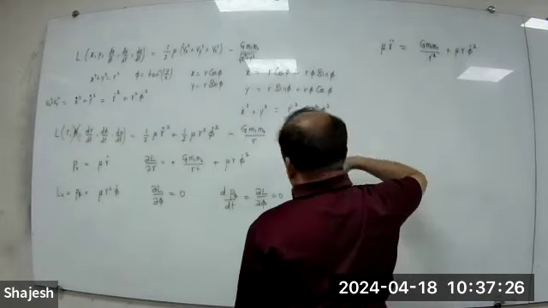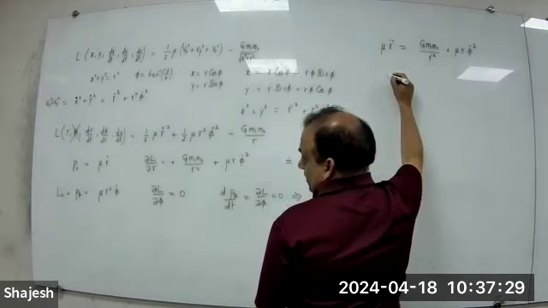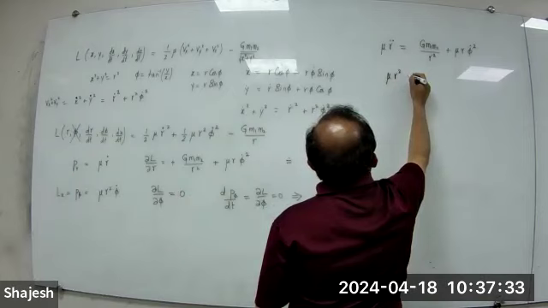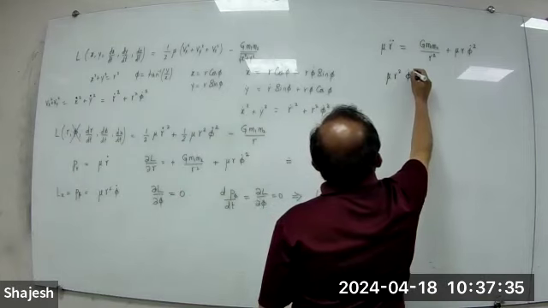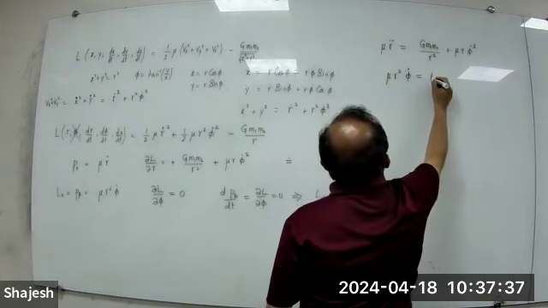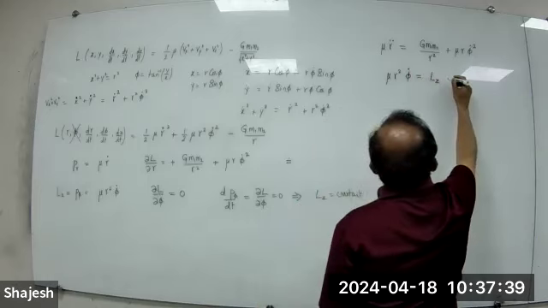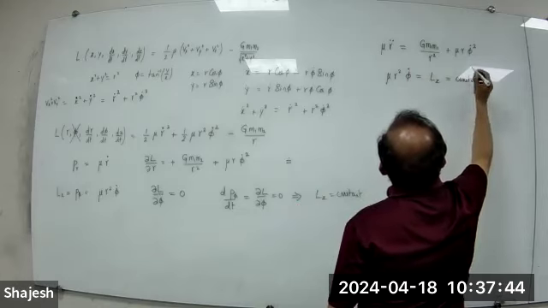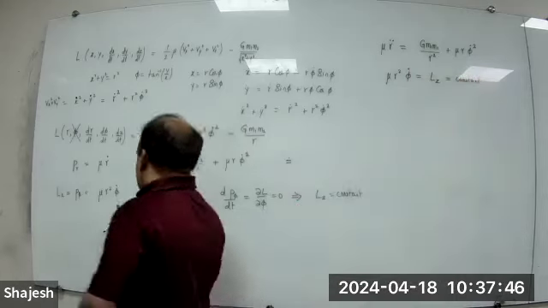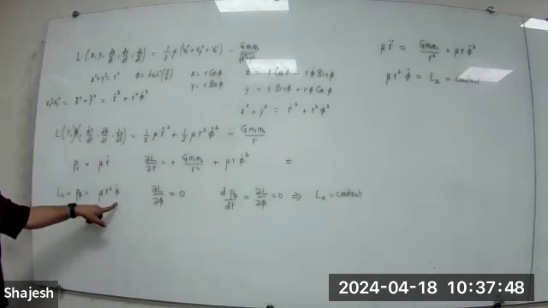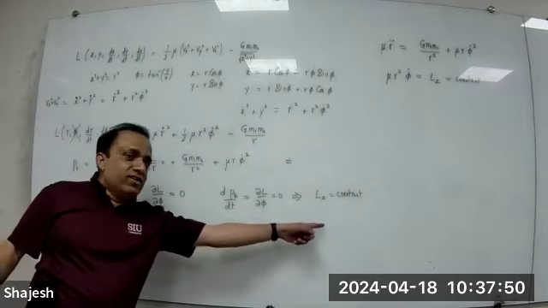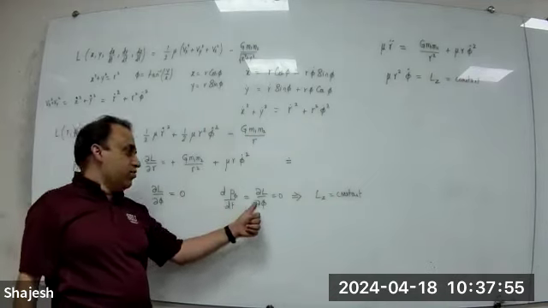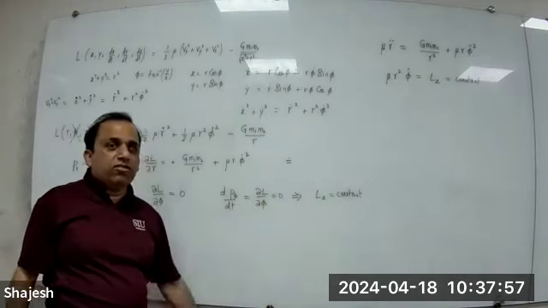And there is one more thing, that mu R square phi dot is equal to LZ, stays the same, it's fixed, it's constant. Phi dot, because I already used that. So this gives you phi double dot here, but that's equal to 0, so LZ is equal to a constant.